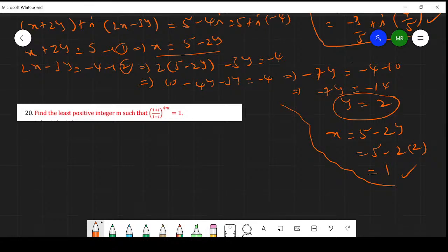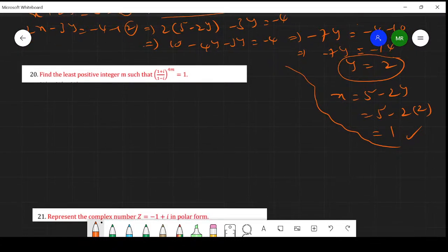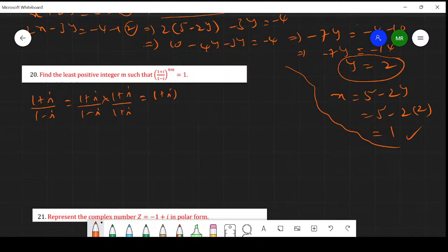Now, coming to the next problem: find the least positive integer m such that (1 plus i by 1 minus i) whole power 4m is equal to 1. They are asking for the least positive integer m. First I will simplify 1 plus i by 1 minus i, rationalizing the denominator by multiplying with 1 plus i. This is (1 plus i) whole square by (1 minus i square).